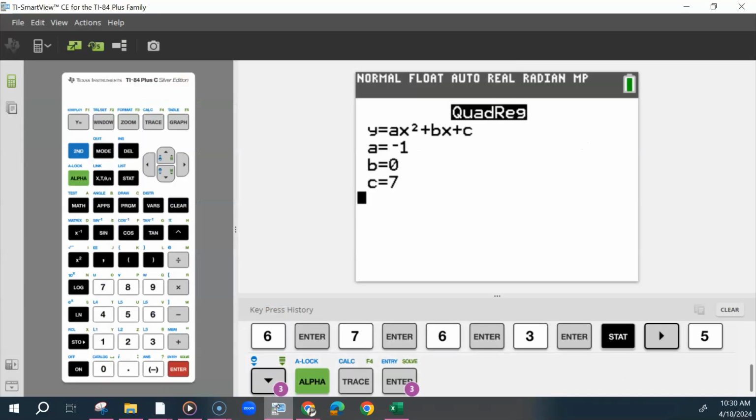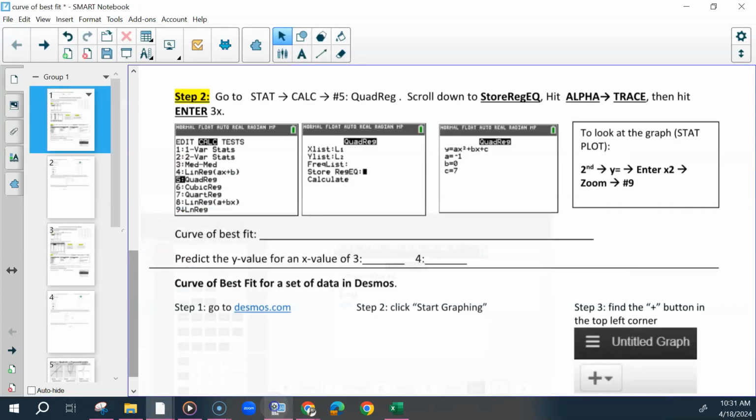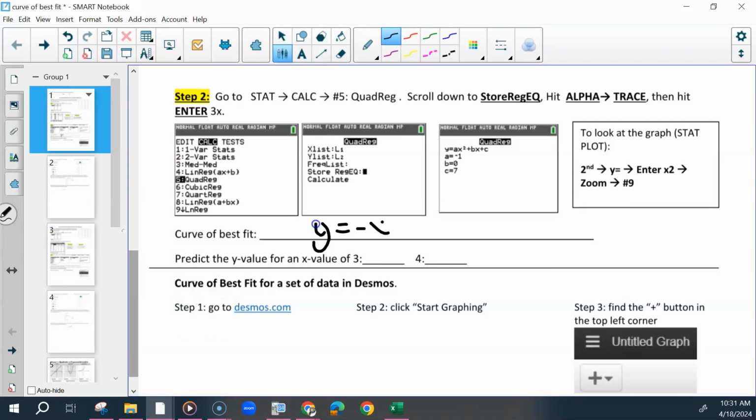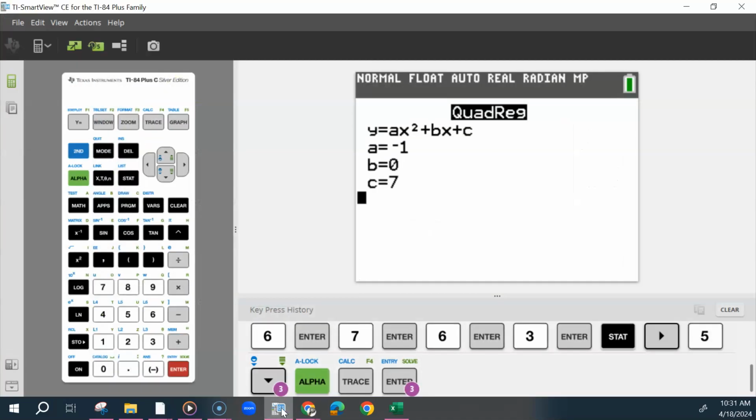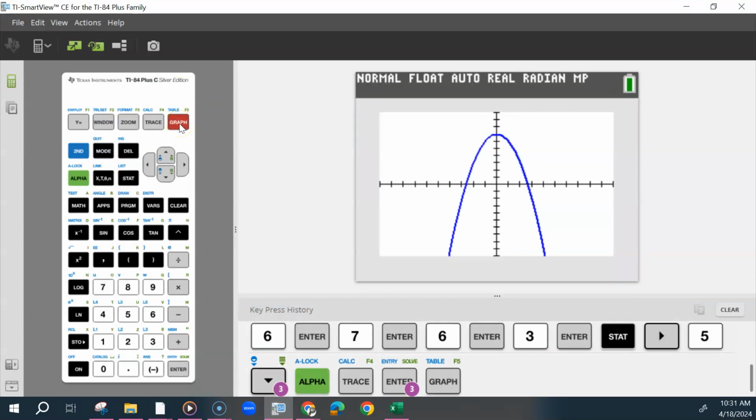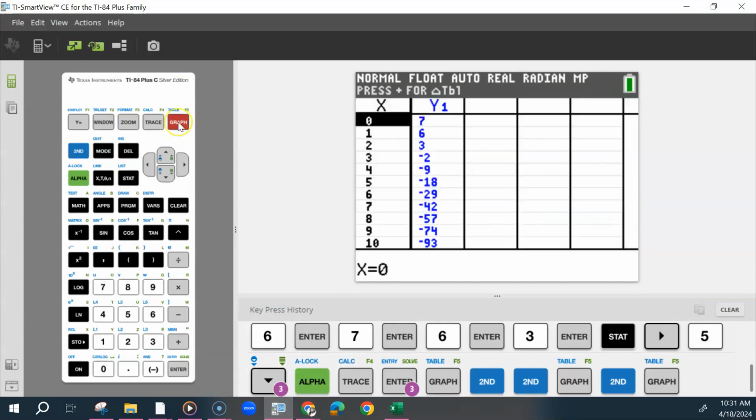We won't have a b term, but this would be y equals negative x squared plus 7. And then we're going to use that equation to predict y values for 2 different x values, when x is 3, when x is 4. So you do this one of 2 different ways. One, go into the table, second graph. There we go. And then look at your 2 different x values and write those down. That would probably be the easiest.